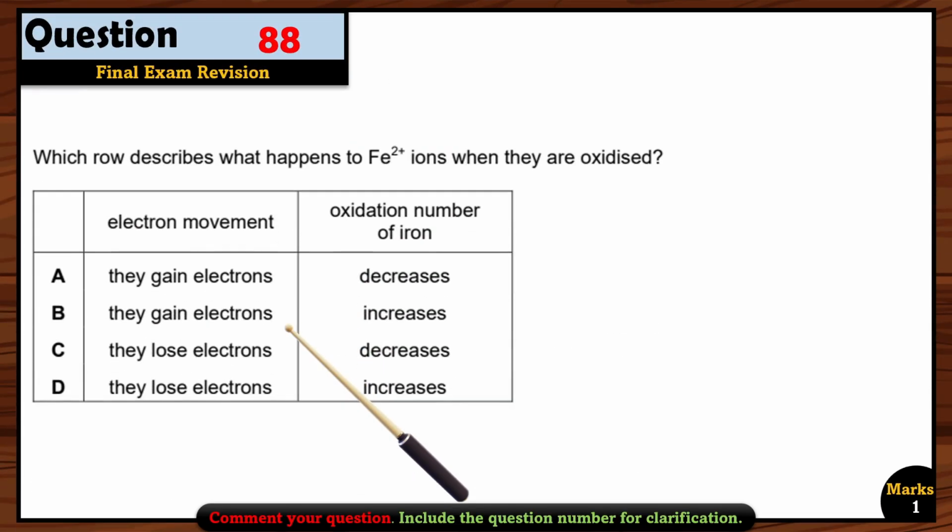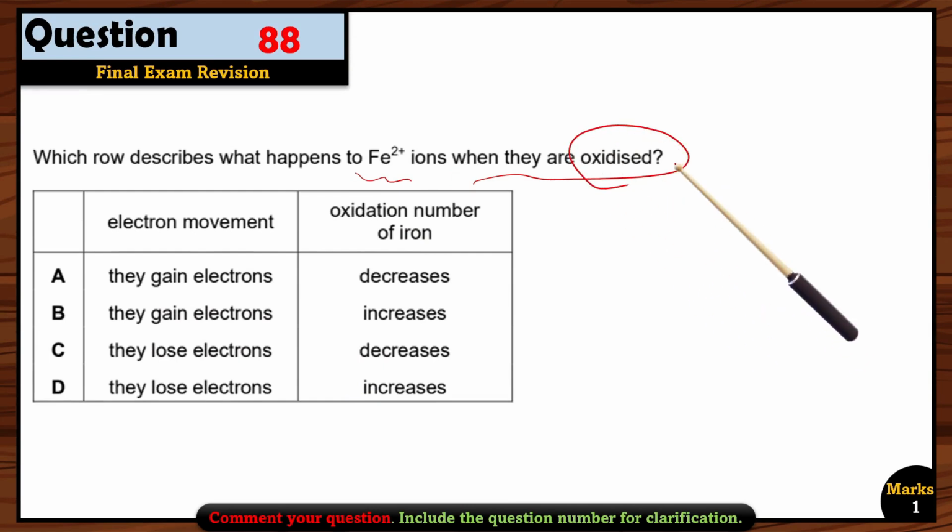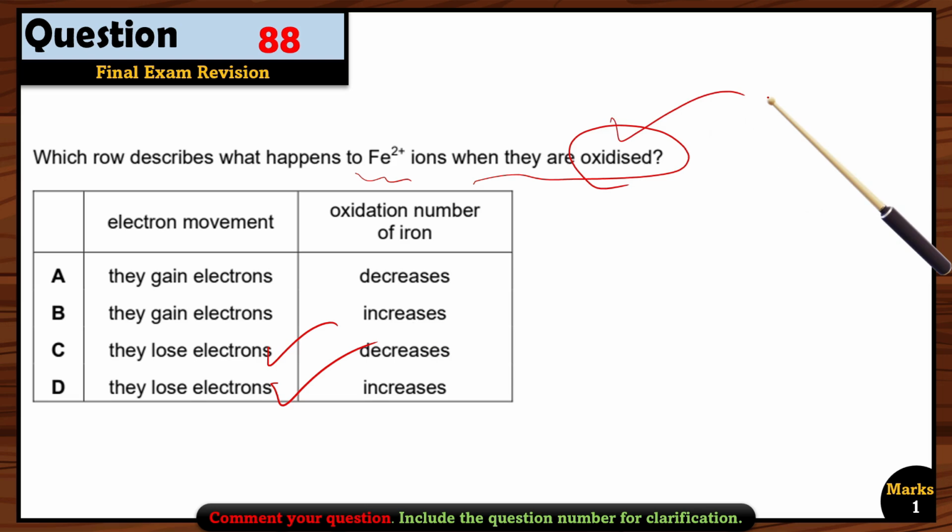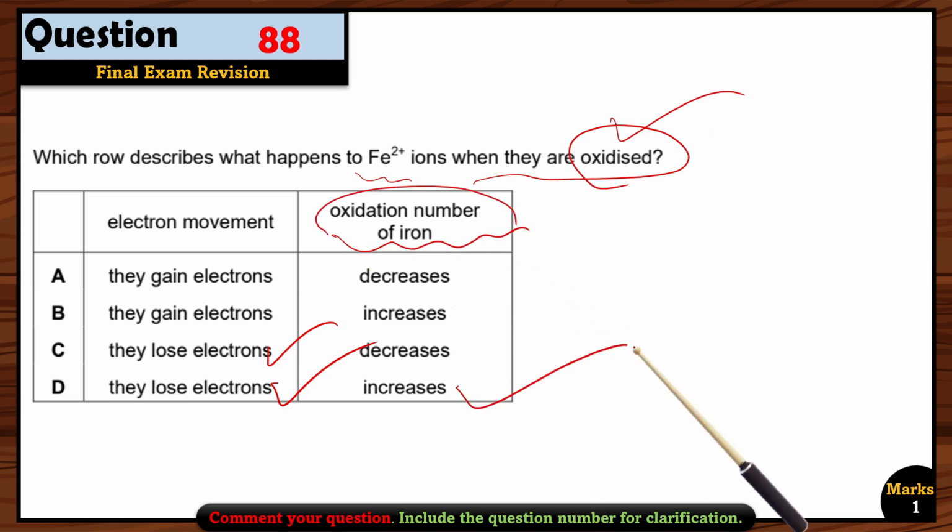Now let's see which row describes what happens to Fe2+ ions when they are oxidized. So oxidized means the loss of electrons, right? So oxidation means the loss of electrons. So what happens to Fe2+ ions? It will lose electrons. And if it is oxidized, then oxidation means the gain of oxidation number. So the oxidation number of the iron will increase, okay? Oxidation means the increase in oxidation number and the loss of electrons. So option D is the right option here.